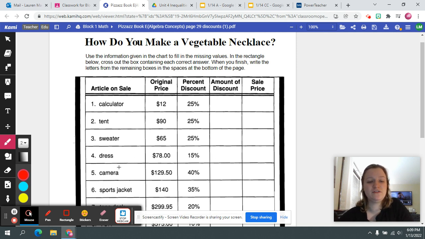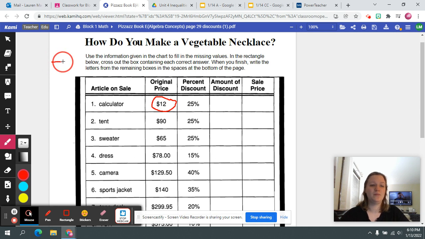They give you a whole bunch of different items here, with the original price. But there are some discounts that go along with this, and we've learned already that the discount is a percentage of the total taken off, right? So 25% does not mean $25 taken off necessarily. It could mean that, but not necessarily. So we'll look at number 1, the calculator. It says the calculator is worth $12. Now there's a 25% discount. So that means I need to figure out what 25% of $12 is.